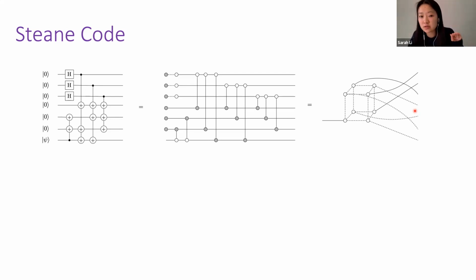Let's say we are still working with the CSS code, and let's say we're working with the 422 code. The 422 code has two logical qubits. This means we have X1 bar, X2 bar, Z1 bar, and Z2 bar. So in the phase-free ZX diagram, or like in Alex normal form, we assume that the logical X is implemented entirely by XX, and logical Z is implemented entirely by ZZ.